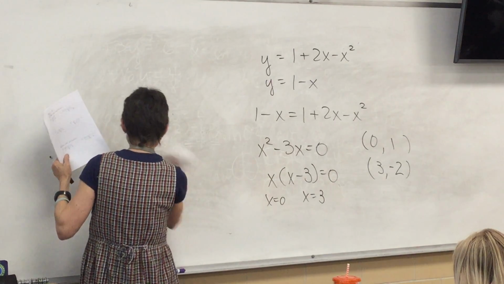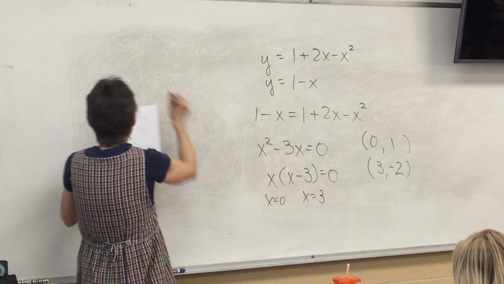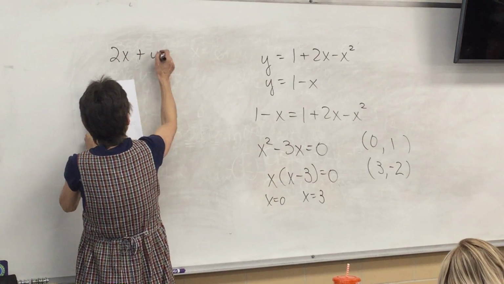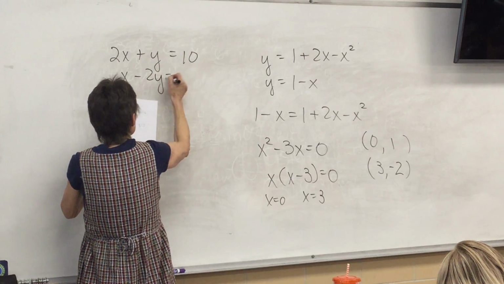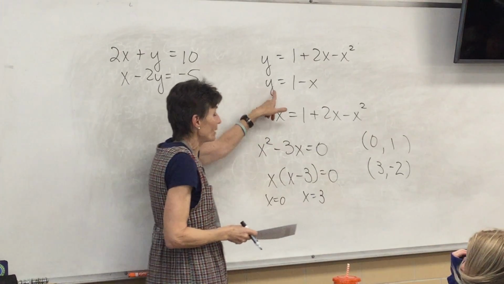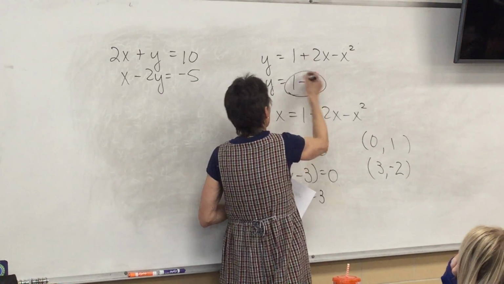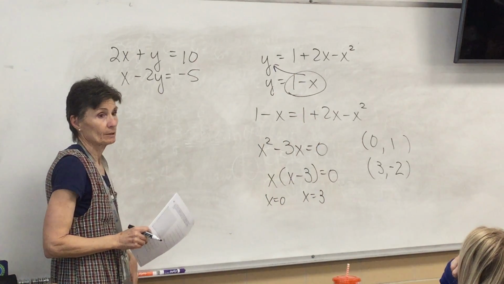I promise chapter 7 is going to get a little bit harder, but not yet, because now we're going to do elimination. Who remembers how elimination works? We just did a bunch of problems with substitution. You get one letter by itself and then plug it in, right? How does elimination work?